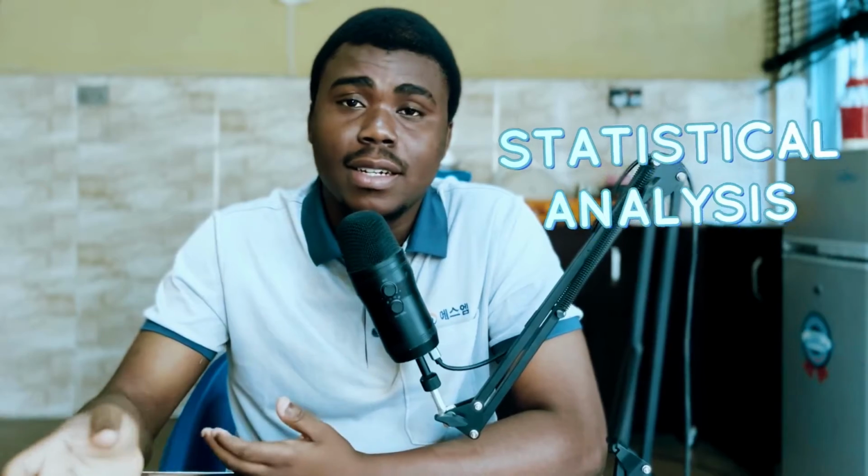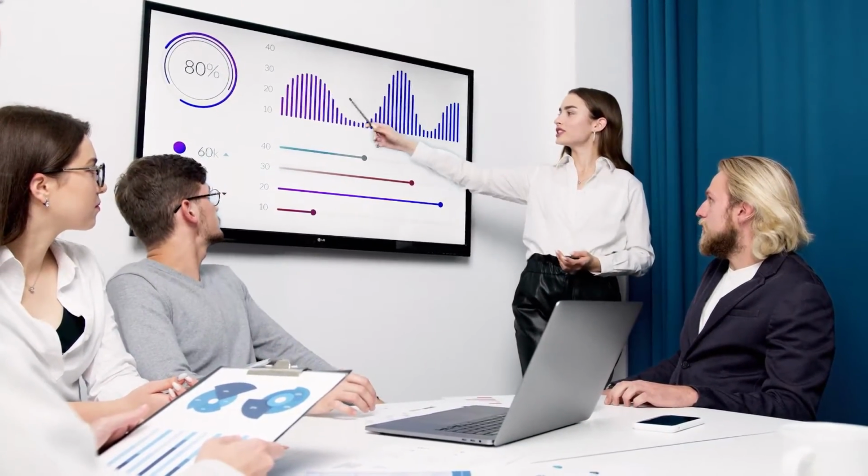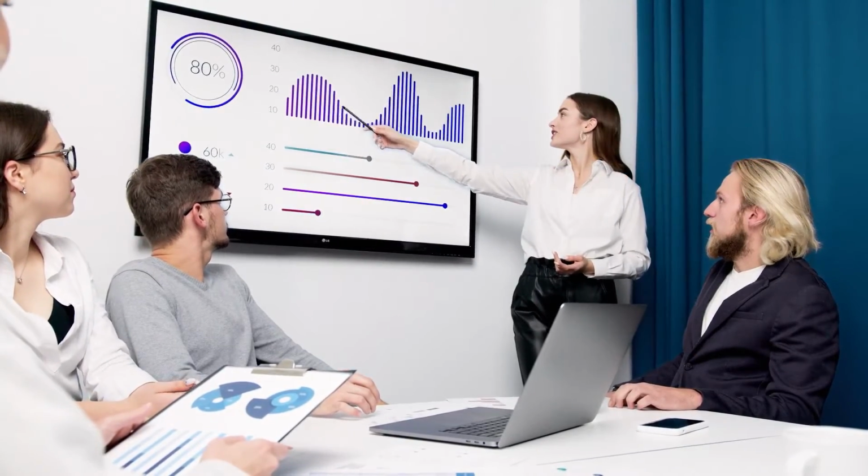As a data analyst, one of the very important tools that you can't do without is statistical analysis. This is a branch of statistics that allows us to use the concept of statistics in conjunction with probability to make decisions and conclusions regarding our data sets.